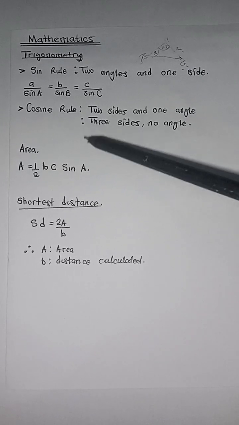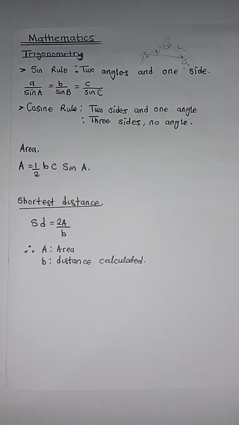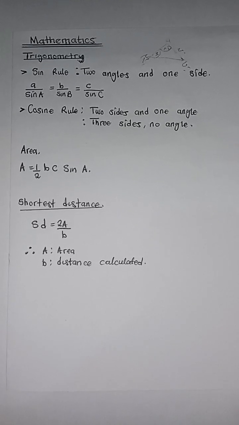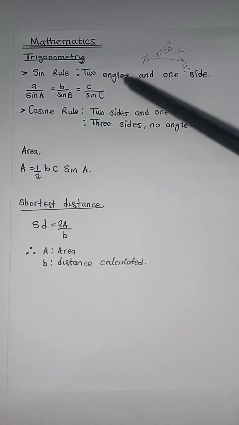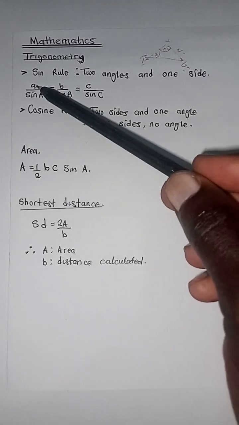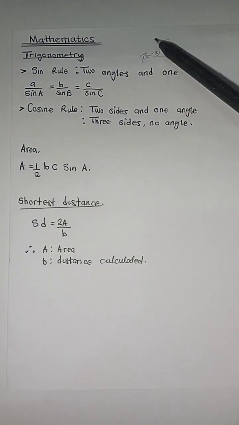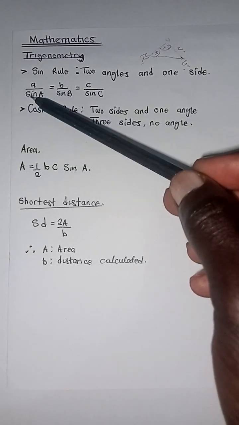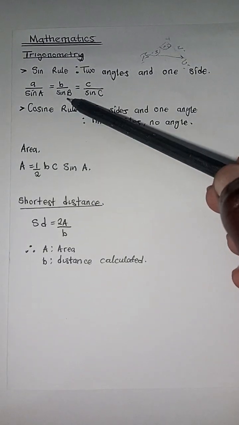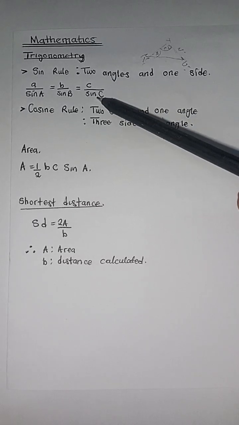Now, what is the general formula that we use on the sine rule? So you go to the first page of your question paper. It's written trigonometry, okay, on the formula. So the formula for the sine rule says a over sine A is equivalent to b over sine B is equivalent to c over sine C.